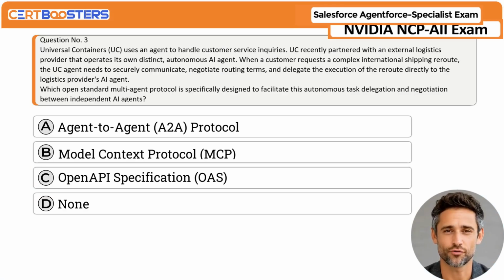Question number 3. Universal Containers, UC, uses an agent to handle customer service inquiries. UC recently partnered with an external logistics provider that operates its own distinct autonomous AI agent.